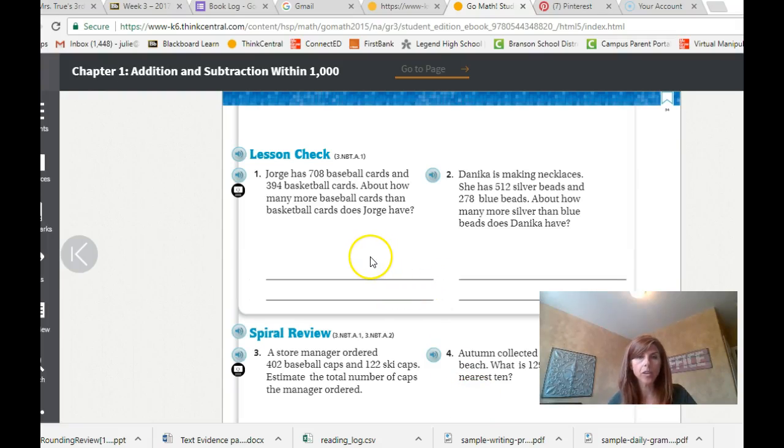So we're going to work on word problems, and we're going to really like you to try this. When you're working on word problems, of course, you're going to read your word problem carefully. When you read your word problem, try taking out your numbers. So instead of reading the number, you can say blank instead. So Jorge has blank baseball cards.